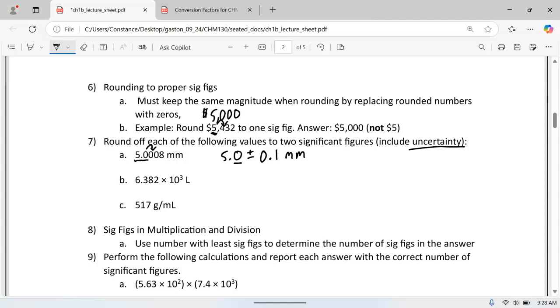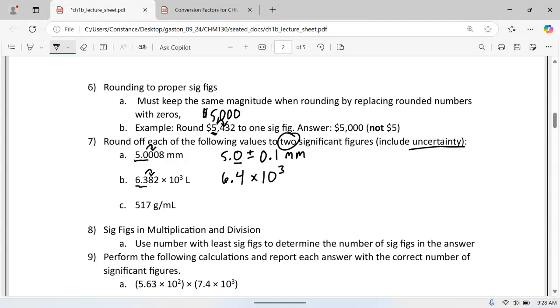Okay, B, again, we're going to start with the leftmost non-zero digit and take one extra digit beside it to get 2 sig figs. Look next to that, and that 8 tells us to round that 3 up. So it becomes 6.4 instead of 6.3. Okay, and then we do have to keep the times 10 to the third.